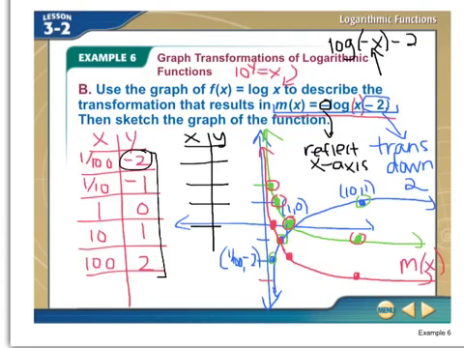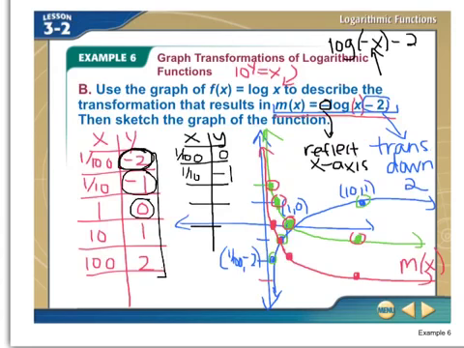But then what happens is that we shift the graph down 2 more units. So even though this -2 actually becomes a +2 when we reflect over the x-axis, we then shift it down 2. So our first ordered pair would be 1/100th, comma 0. Here at -1, that would become a +1, but then we shift it down 2 units and we end back up at -1.